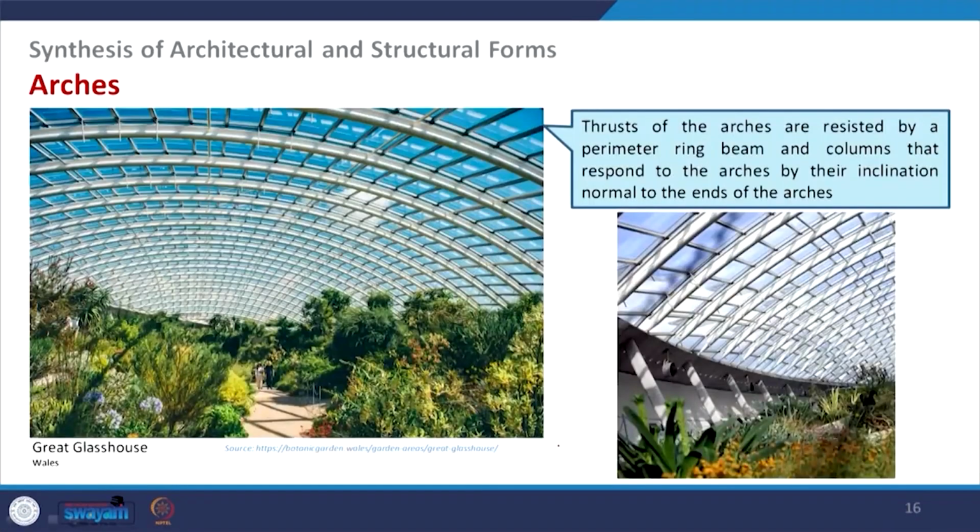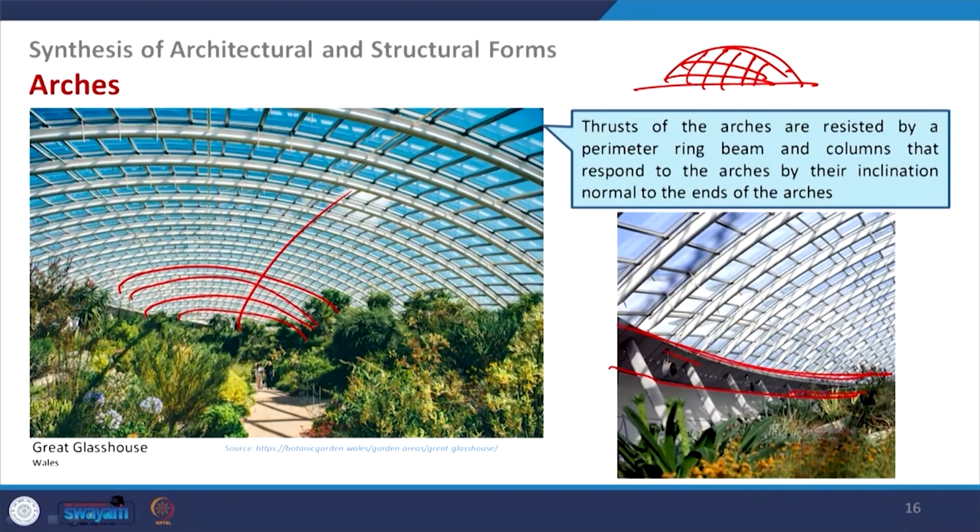So, let us take another example. This is in Wales, the Great Glass House. Here you see that it is basically multiple arches in both directions, creating this kind of structure. Most interestingly, to support this they have a ring beam all along. This has been hidden by the glass, but here you can see a ring, and then on top of that you have this structure.